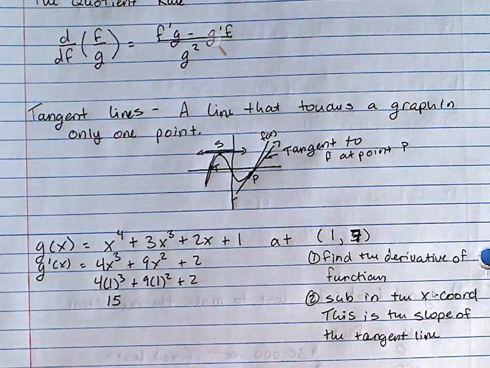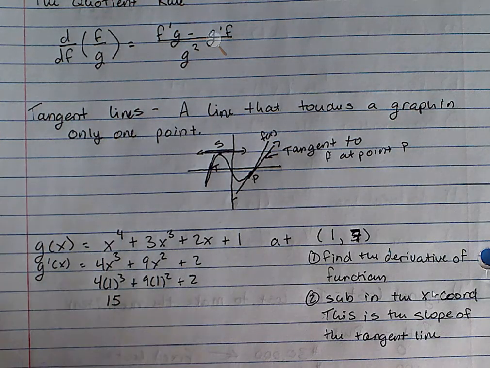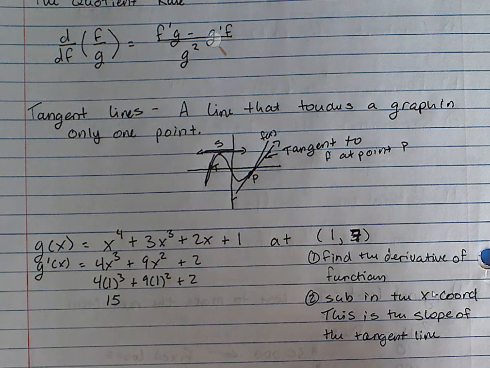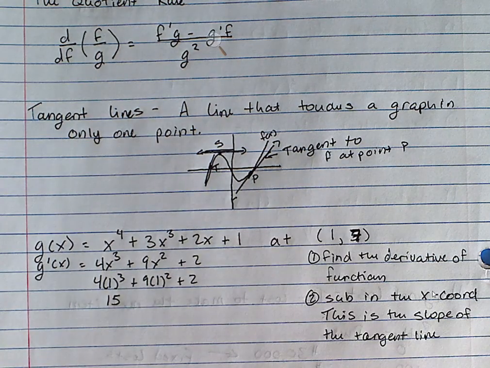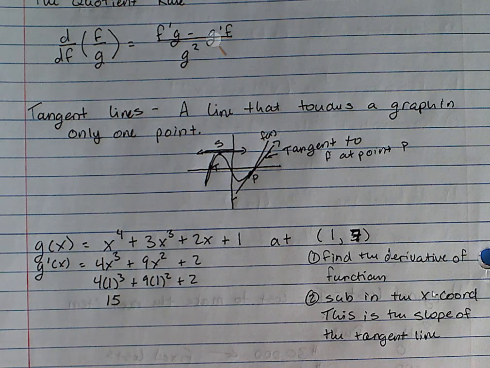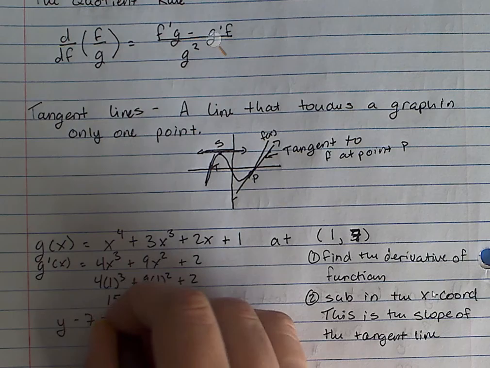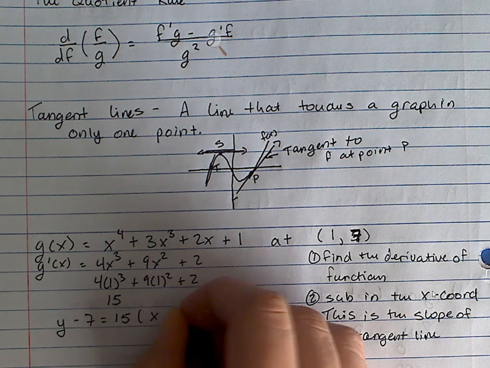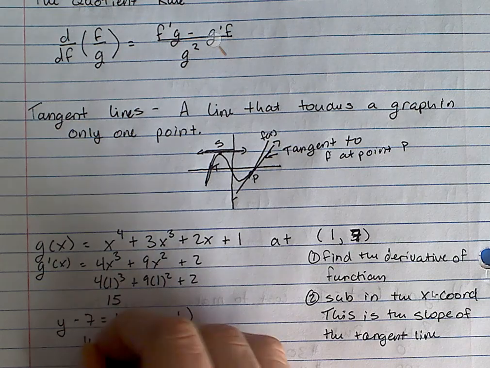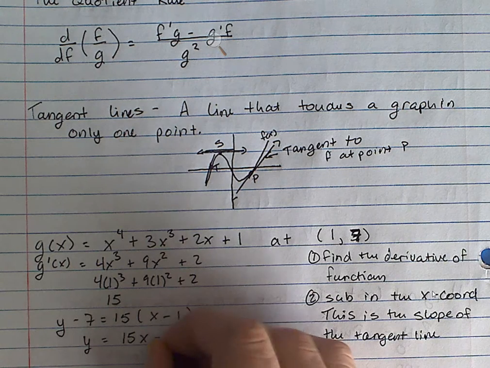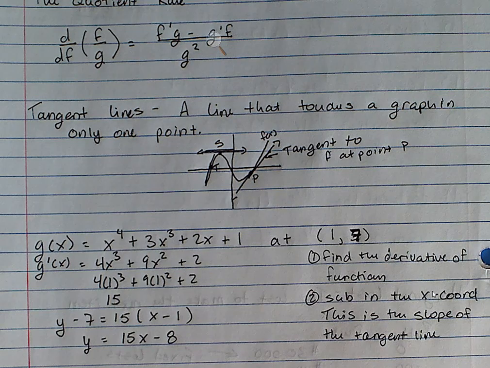All right, cool. Now I have the slope of the tangent line and I have a point that the line is going to go through. So if I want to find the equation of the tangent line, I have the slope and I have the point. I just need to do either y equals mx plus b or that other point slope equation I gave you guys last chapter. Oh great, if you want to do y equals mx plus b, you can. I'm going to do y minus 7 equals 15 times x minus 1. So this is going to be y equals 15x minus 8. And then here's your line, the equation of your line of tangency.